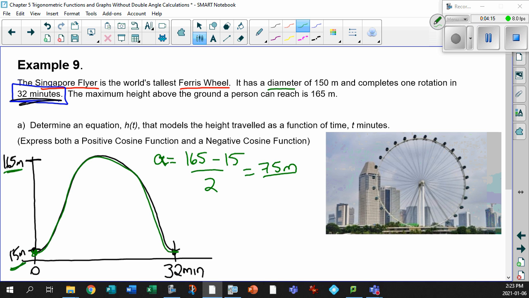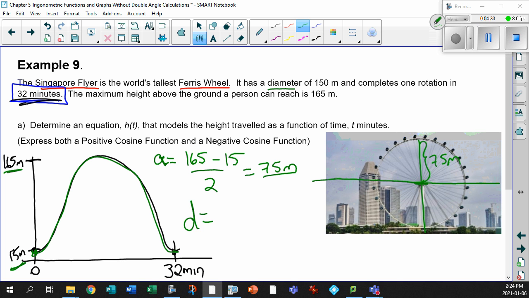Well, come on, we knew that because from the top to the bottom is 150. That must mean, guess what? The amplitude's got to be 75. That makes total sense in the world. How about our D value? Where is the center of this graph and how far is this off the ground?